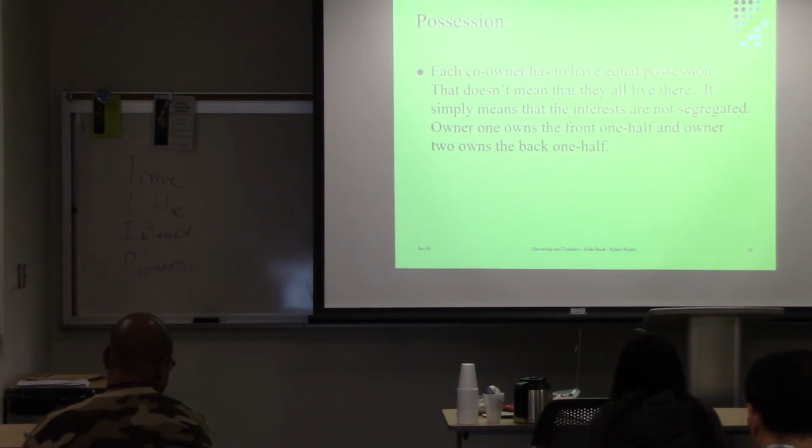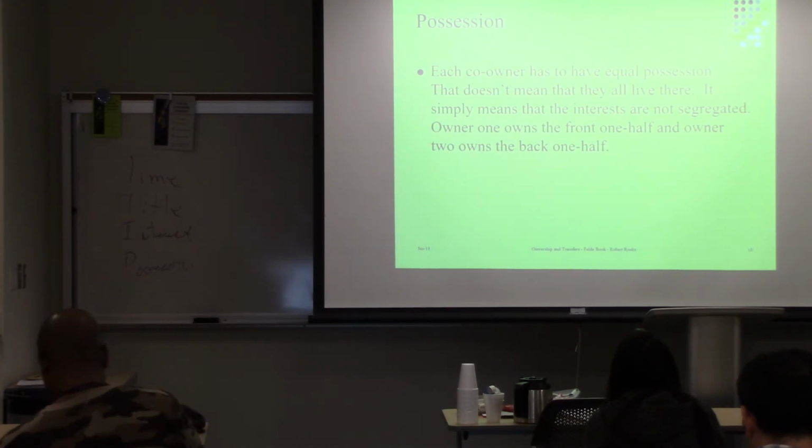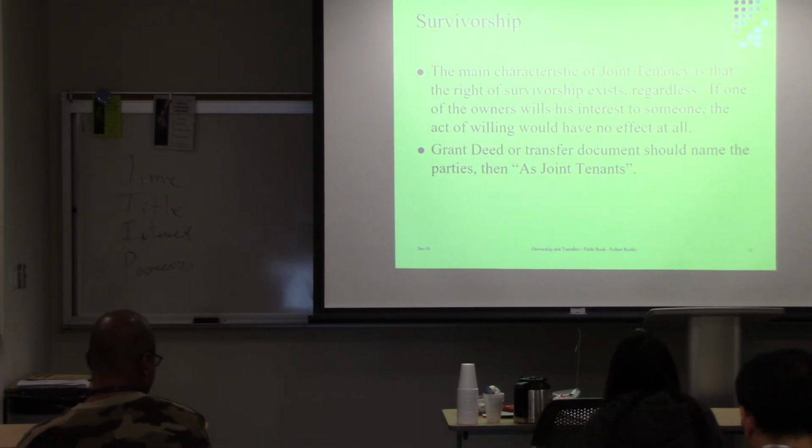Each co-owner has to have equal possession. That doesn't mean they all live there. It simply means that the interests are not segregated. Owner 1 owns the front half, and owner 2 owns the back half.